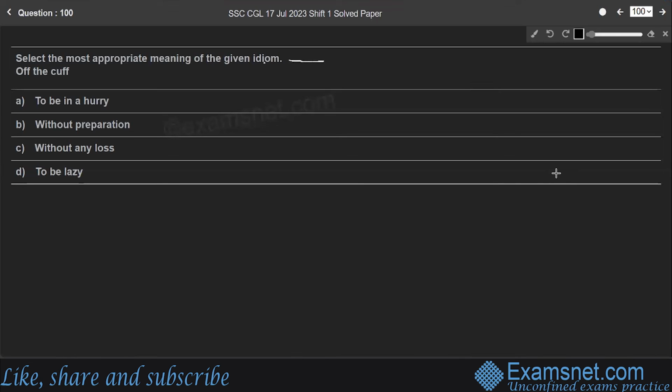Question 100. Select the most appropriate meaning of the given idiom. Off the cuff. Off the cuff means extempore, right? The similar meaning of off the cuff is without preparation. For example, they posed some difficult questions to answer off the cuff. So without preparation is the correct word. Option B is the right answer.